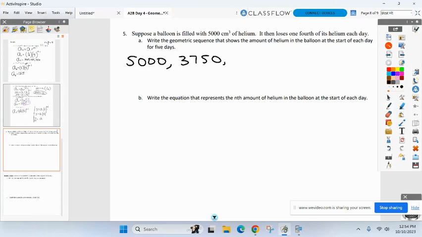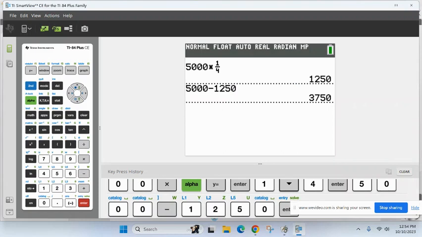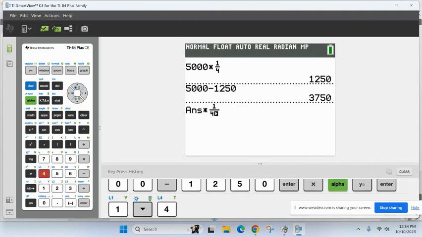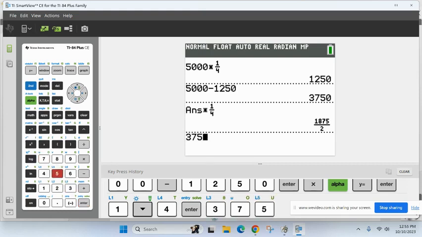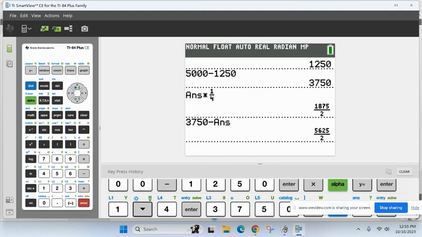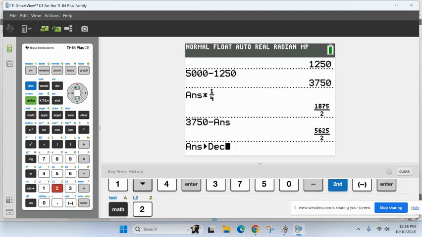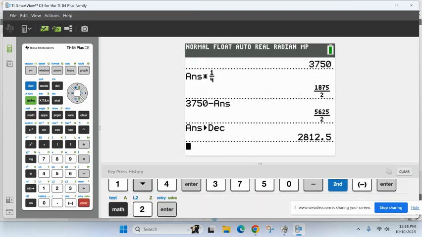All right, again, right? Let's keep going. Times 1/4 again. Well, again, that's not my answer, right? That's how much helium I'm losing. So I got to go back and do 3,750 minus that. Not pretty, but can we leave this one as a decimal? I think it'll be easier on our eyes. I don't care, by the way. You want to leave it as that fraction, that's fine. It's still correct. 2812.5.